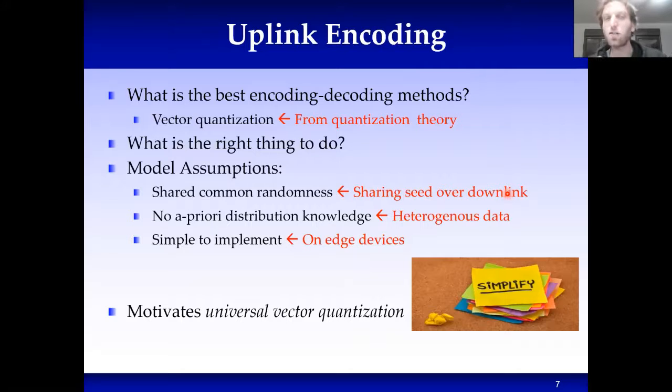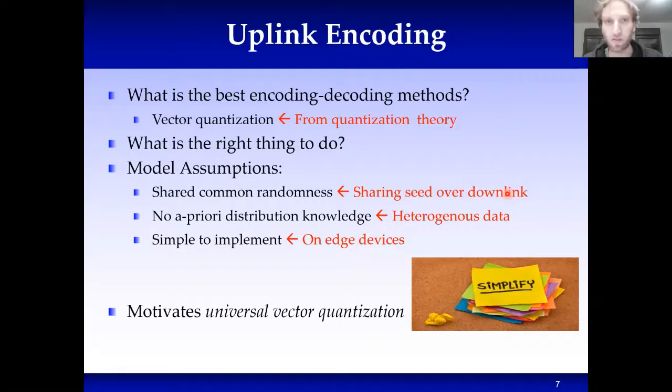We know that we cannot assume any prior knowledge on the distribution, which is what's usually done in vector quantization, because the data is heterogeneous. It's very difficult to make such an assumption. And we also want it to be simple to implement. At the end of the day, we need it to be implemented on edge devices. So these assumptions and requirements motivate us to explore universal vector quantization.